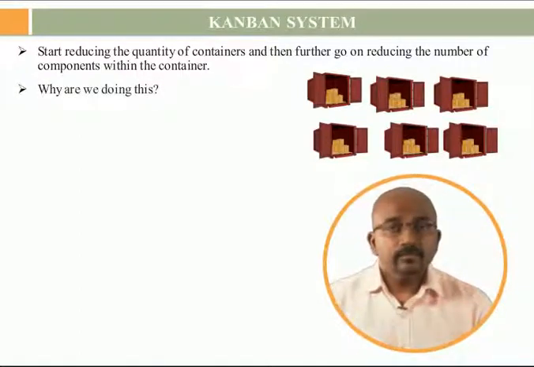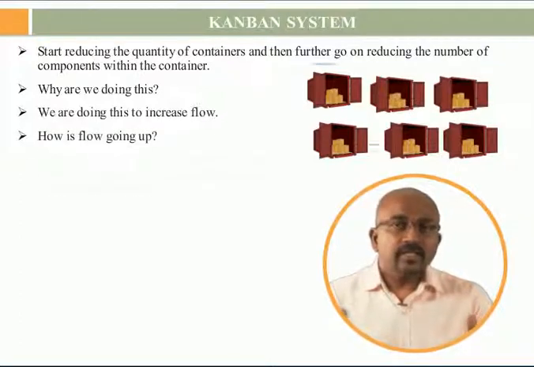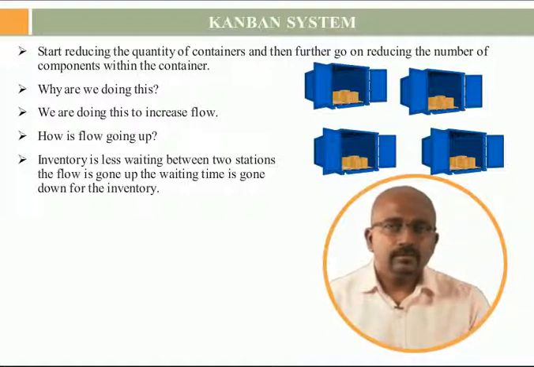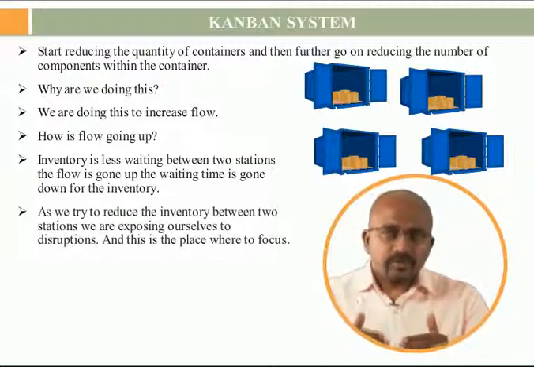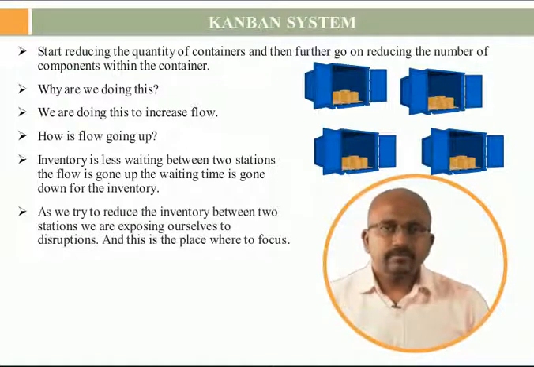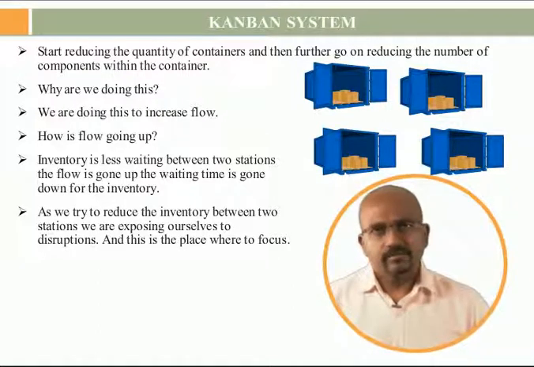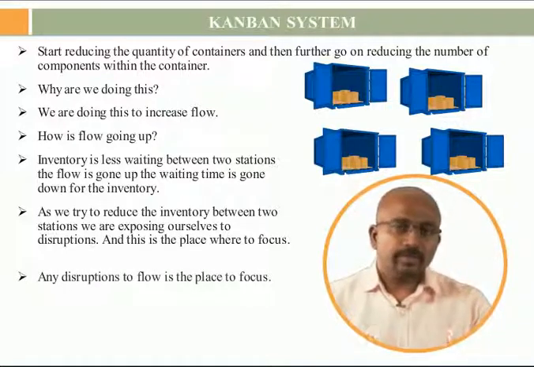Why are we doing this? We are doing this to increase flow. How is flow going up? Since the inventory waiting between two stations is less, the flow has gone up. The waiting time for the inventory has gone down. So as we try to reduce the inventory between two stations, we are exposing ourselves to disruptions. And this is the place to focus. Any disruption to flow is the place to focus.